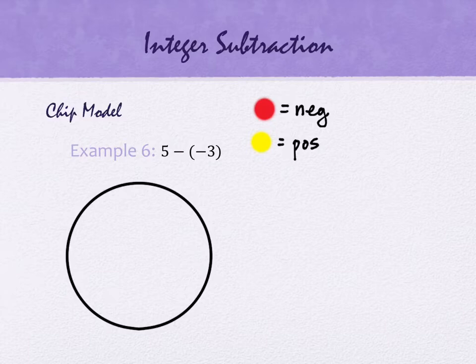Okay, so we're going to put in 5 positive chips. So you're going to put 5 yellow chips into your circle. You were starting out with the expression listed. So the expression listed is 5 positives, and over here in the parentheses, 3 negatives. Okay, so we already have our 5 yellow. I need my 3 red. So I need 3 red inside my circle.